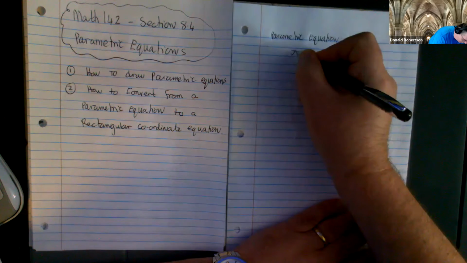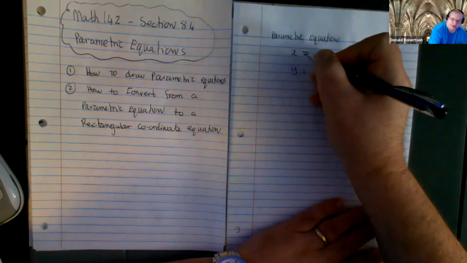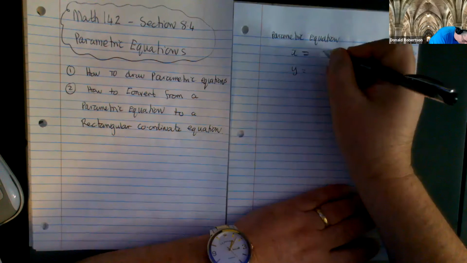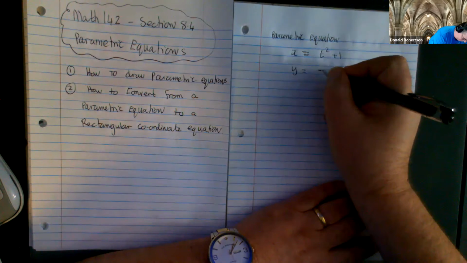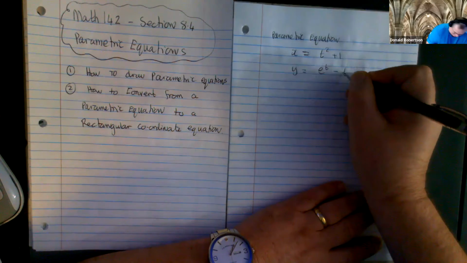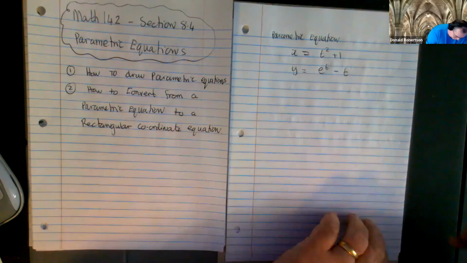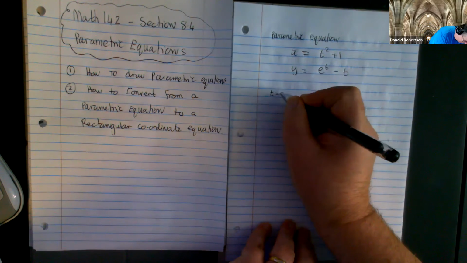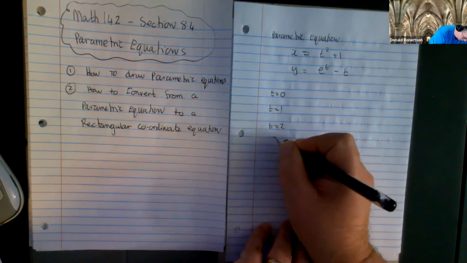You normally write it down by telling the person what the x and y coordinates are in terms of another variable. You know, like t squared plus 1, e to the t minus t. And we call this a parametric equation. And essentially what you do is, imagine t equals 0, t equals 1, t equals 2, and so on.